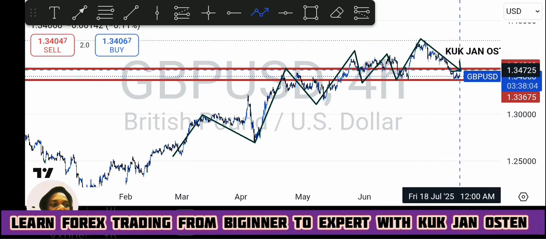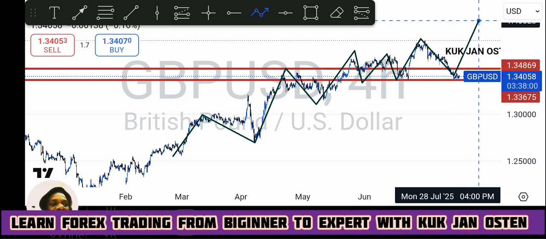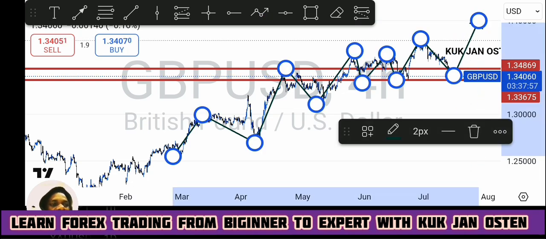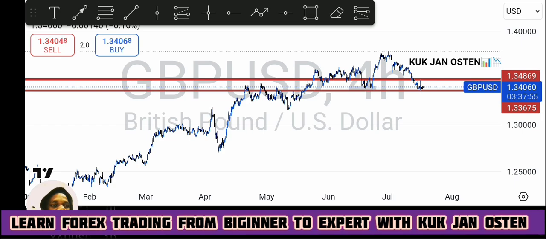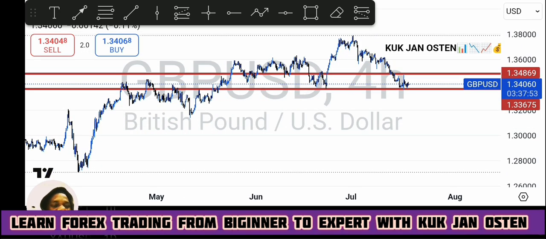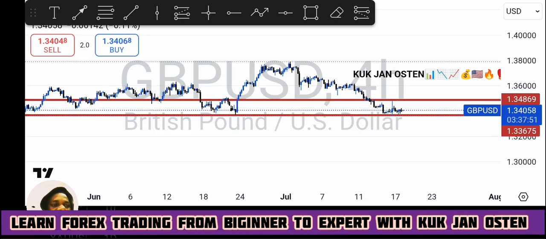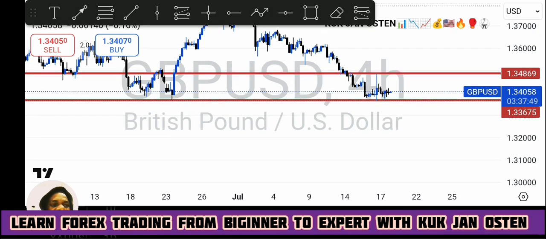The zone is too big. Since the zone is too big, I will call it a demand zone. Okay guys, now after knowing that, we shall mark out our zones now. How do we mark out our zones in the 4-hour chart?